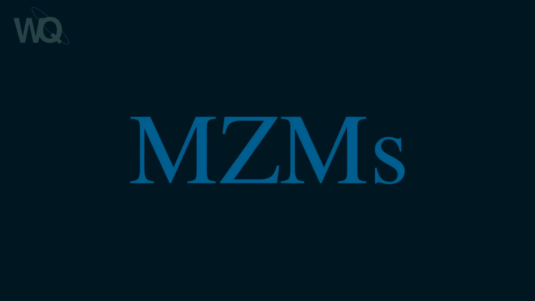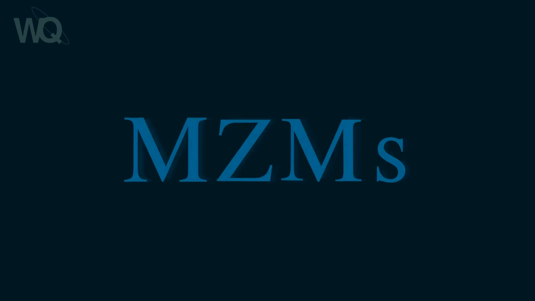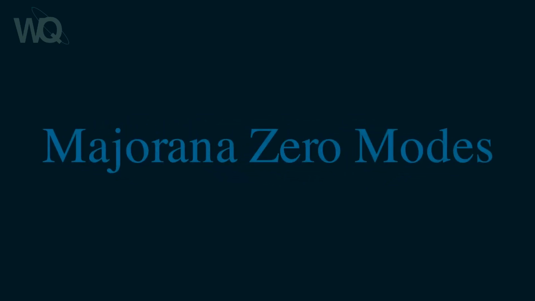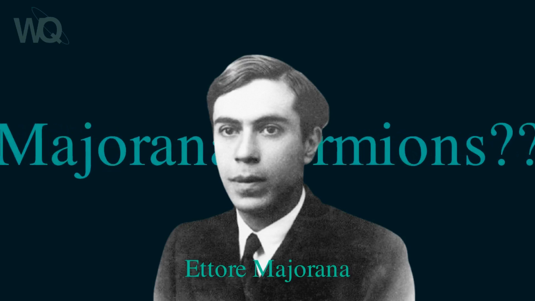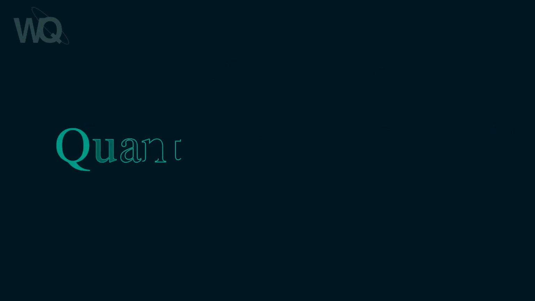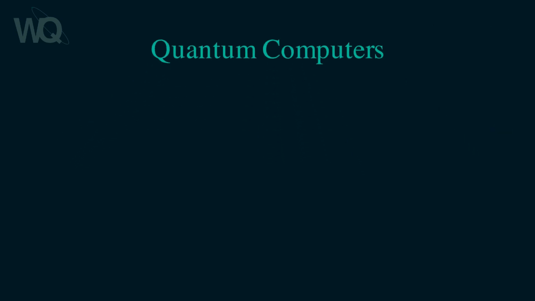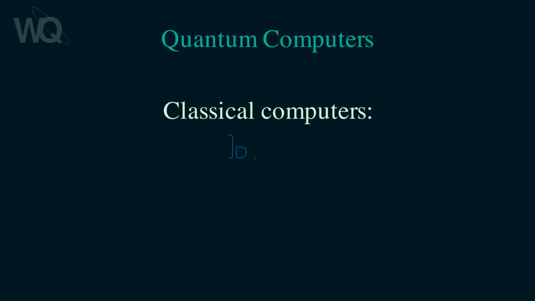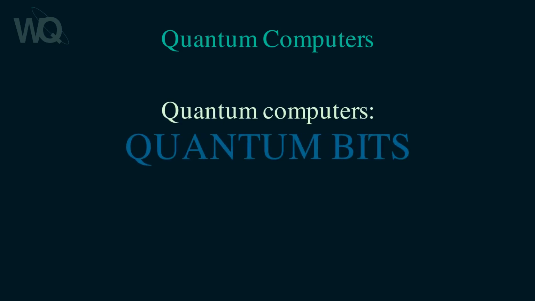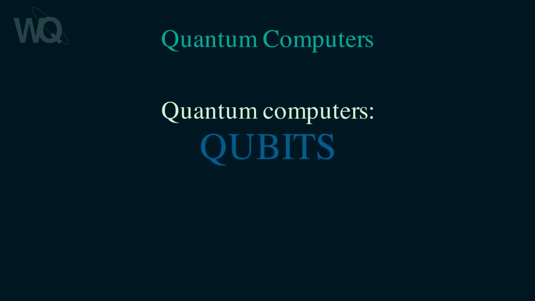The most important component of a topological computer like Majorana 1 is something called MZMs, or Majorana Zero Modes. To understand that, we first need to understand what Majorana fermions are. But actually, even before that, it's probably a good idea to start with quantum computers themselves. You see, quantum computers don't use normal bits for processing information. They use quantum bits, or simply qubits.